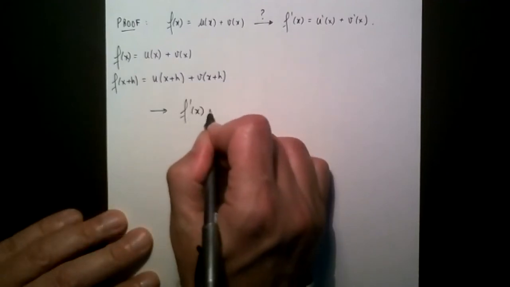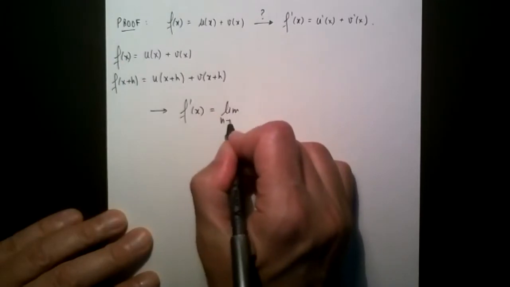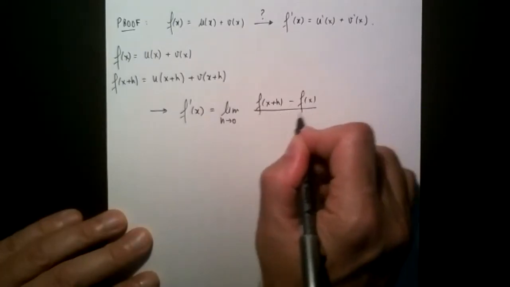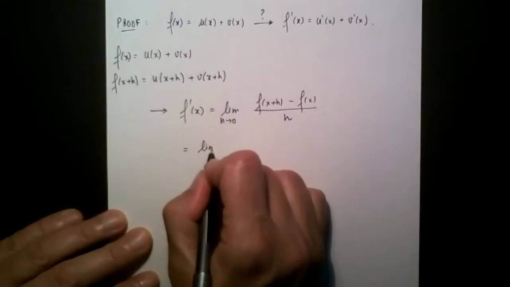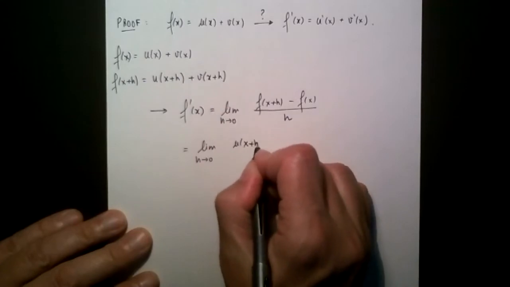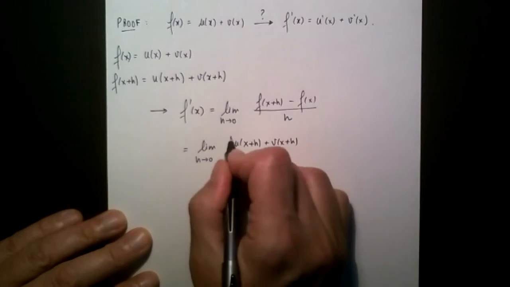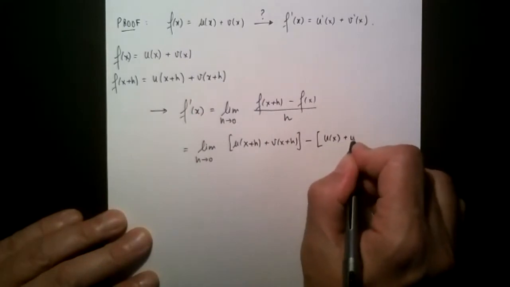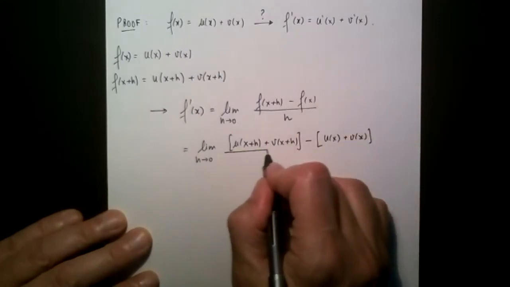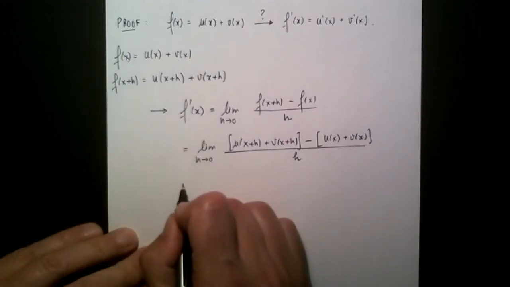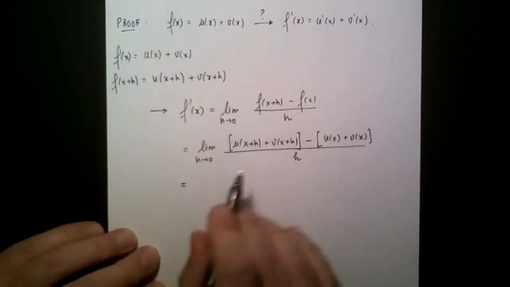f'(x) is equal to the limit as h approaches 0 of f(x+h) minus f(x) over h, which is equal to the limit as h approaches 0. So f(x+h) is this guy, so it's u(x+h) plus v(x+h), minus f(x), which is this one, u(x) plus v(x), and all of this over h.